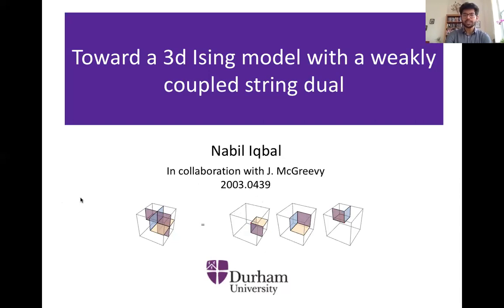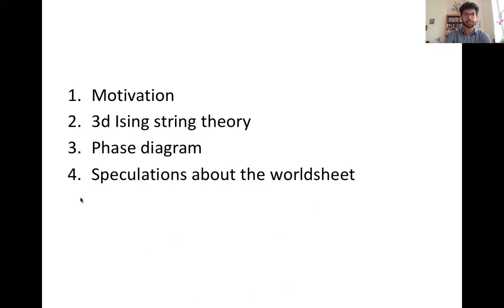So what is this talk going to be about? This talk is about a couple of different ideas. So let me give you an outline of what I'm going to talk about. I'm going to begin with a motivation, and this motivation is going to tell you how John and I started thinking about this problem. It's going to touch on some ideas in symmetry and topological phases. And it's really more of a sort of inspiration for the tools that we're going to use to think about this problem. I'm then going to spend a little bit of time talking about the 3D Ising model and how you can try to think about it as a string theory.